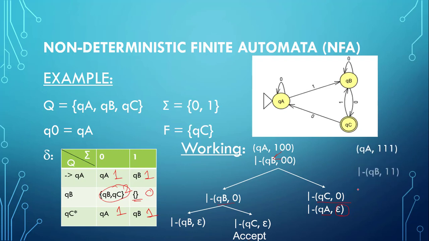Another example is QA111. So here from QA it will reach QB, but from QB there is no transition on 1. So it will directly give the output as rejected input.